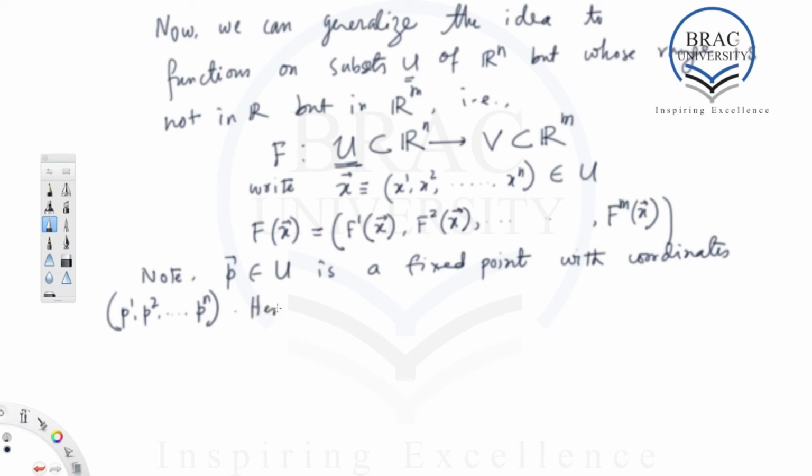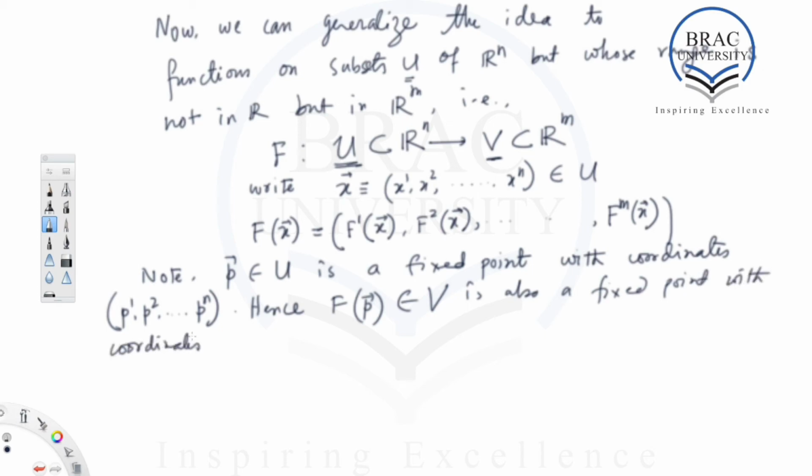Hence, Fp in V is also a fixed point with coordinates F1 vector P, F2 vector P, all the way up to Fm vector P.